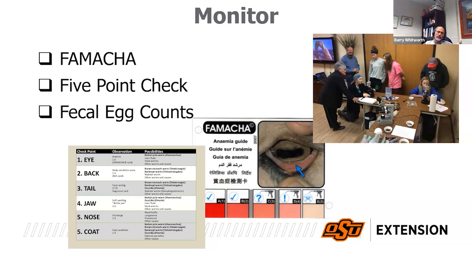Fecal egg counts are great. It would probably not be feasible to do a fecal egg count on every animal you have, but you may want to take some counts and just monitor, get an idea, is my egg count going up? That would give you an indication that we might need to look at doing some treatments. So whatever you do, you need to figure out how you're going to monitor your animals. So it's really important.